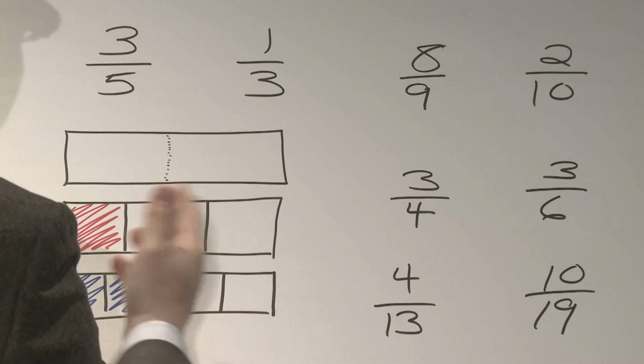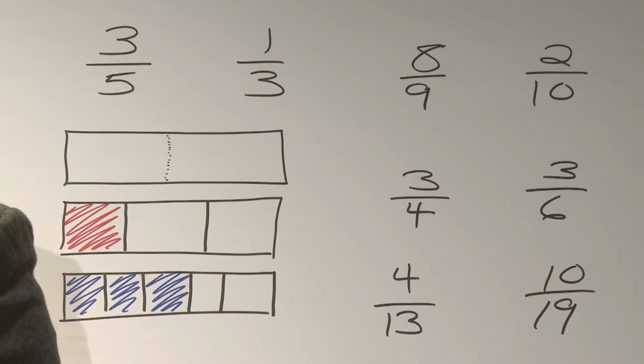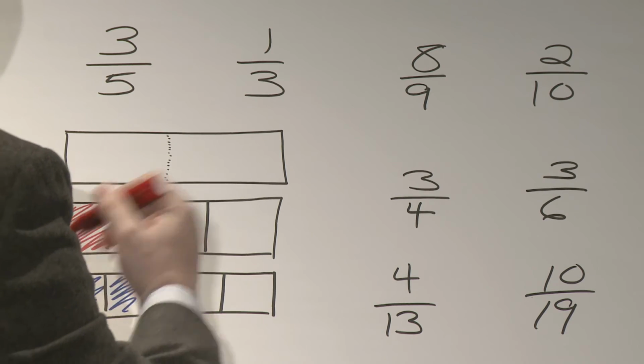We can use this reasoning about benchmarks to compare many different fractions. Let's look at some others. Let's consider 8/9 and 2/10. Again, we could find common denominators, but it's much more efficient just to think about how they relate to 0 or 1/2. In this case, 8/9 is much greater than a half. In fact, it's almost 1, whereas 2/10 is less than a half and almost 0. In that case, 8/9 is greater than 2/10.